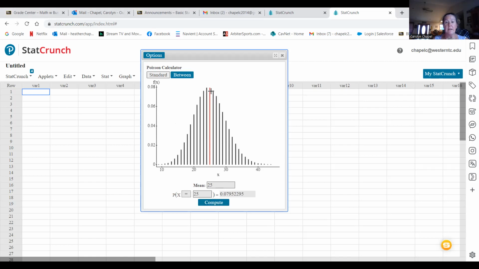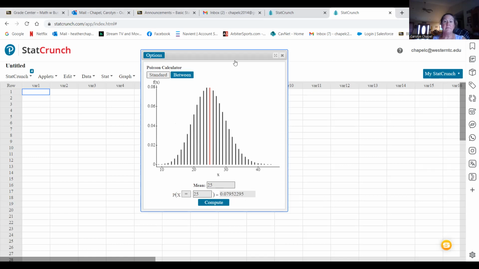You'll notice there's the red line. The height of that line is what it's calculating. You'll also notice this is nice and symmetric. Looks pretty bell-shaped to me. And there's our 0.0752295. And we had a few more decimals. Our next decimal was a 1. So we did the problem correctly.